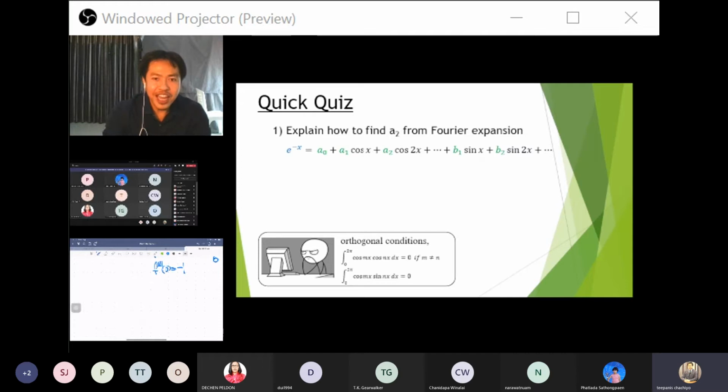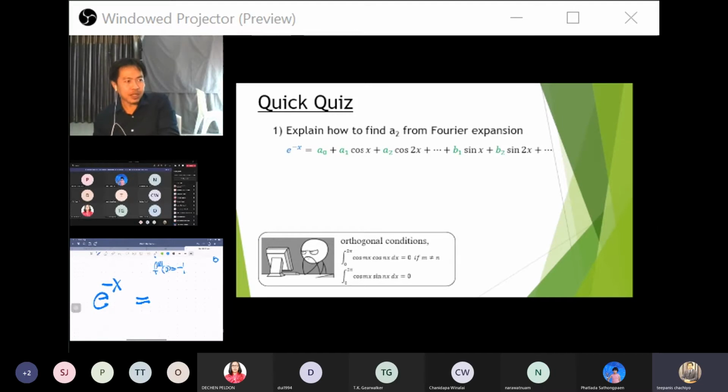On the left-hand side, I have this e. It's too small. You might not see the text. Okay, let's make it big. e to the minus x. Okay, that is on the left-hand side is equal to. So how do we kill all the other terms except A2? Any idea that you guys want to share? How do we do that?